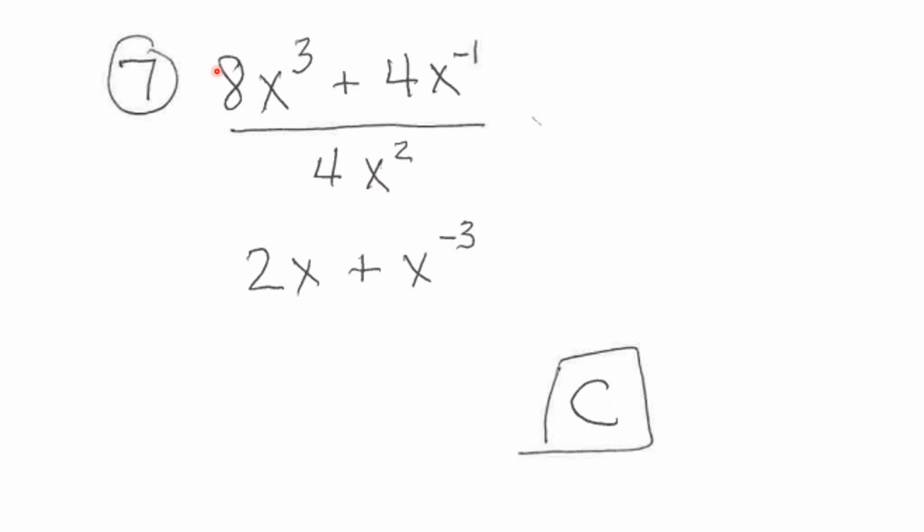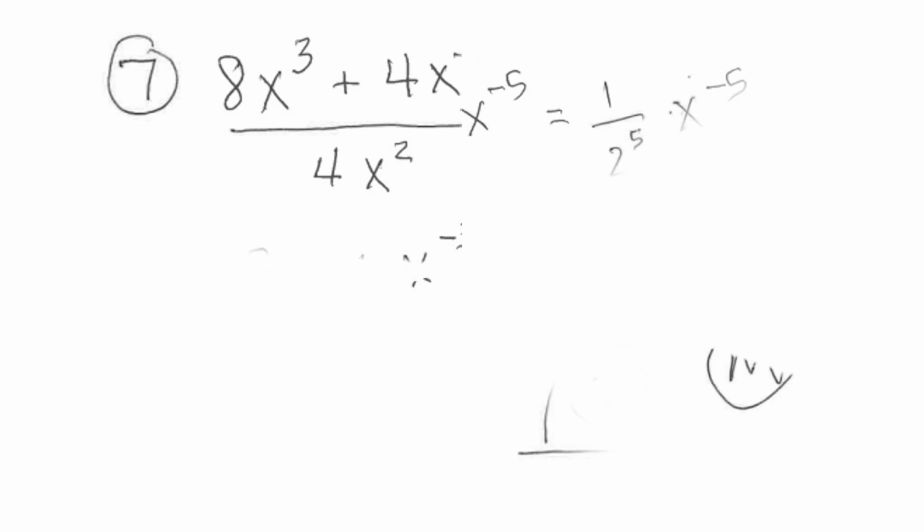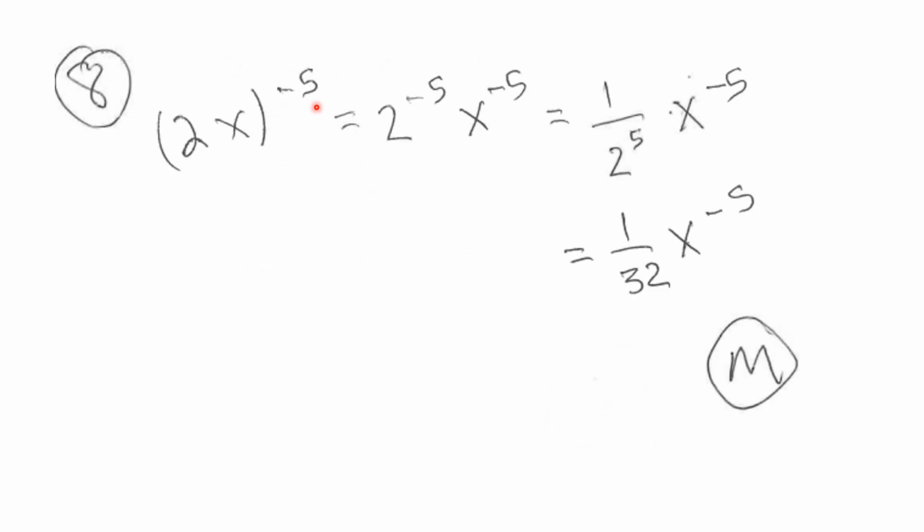Here we divide this into each term. When we take 8x cubed divided by 4x squared, we get 2x. And when we simplify this, the 4's will cancel, and you get x to the minus 3, and that was answer C. Here the minus 5 is applied to each factor, so this is 2 to the minus 5, x to the minus 5. That means that this is 1 over 2 to the 5th, 1 over 32, x to the minus 5, or answer M.